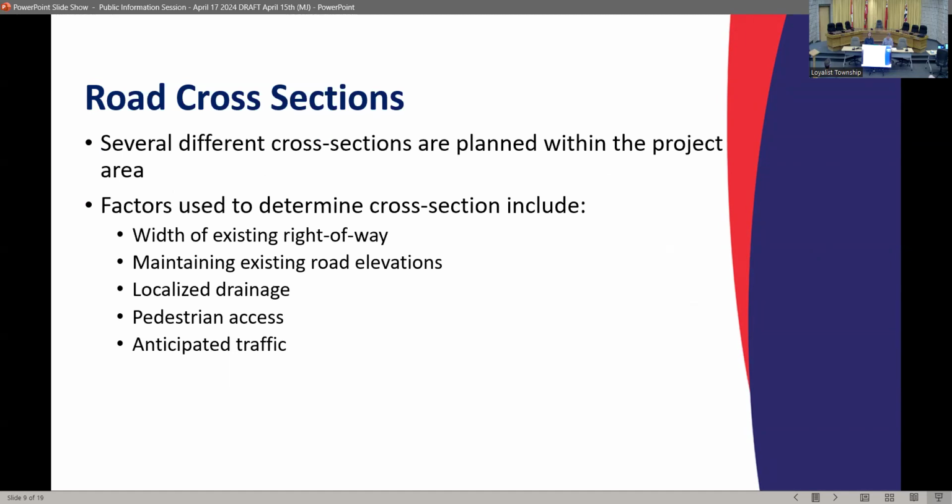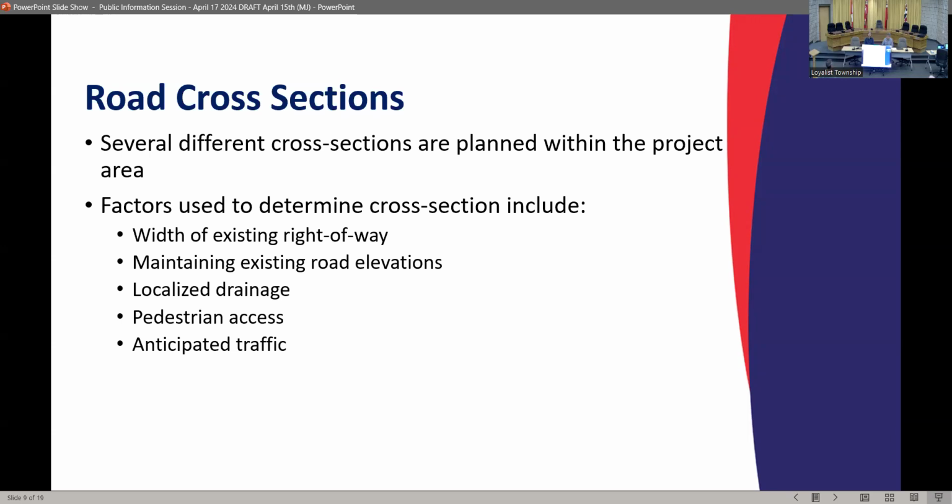So there's several different cross sections that are planned within the project area. There's a lot of different areas, so it's a bit of a challenge to design. There's a lot of competing interests for the small amount of space within the right of way.